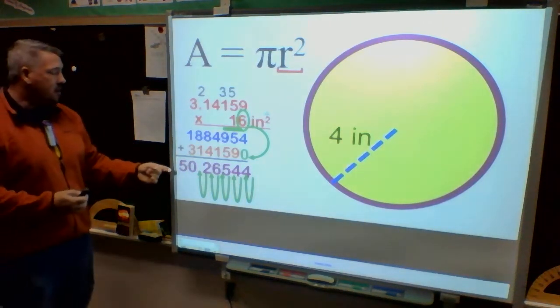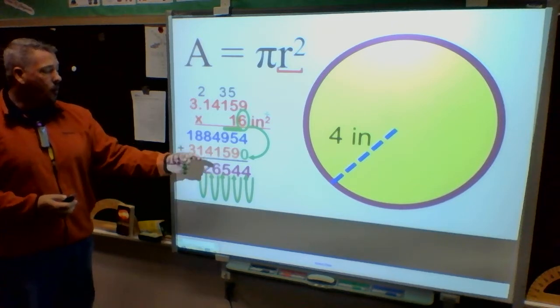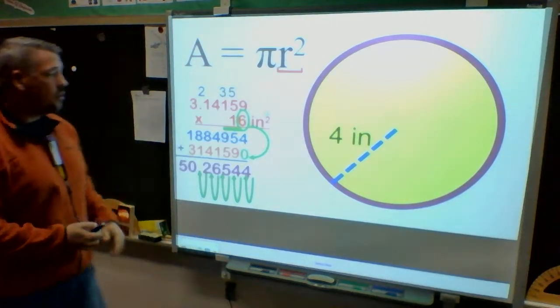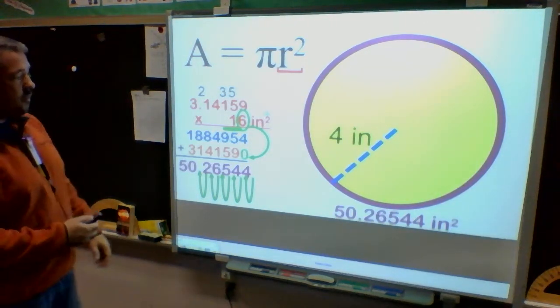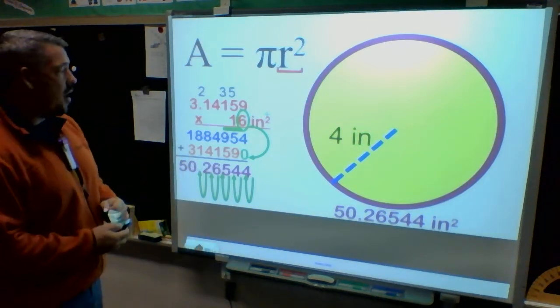So I know that my answer is 50.26544 square inches for the area of that circle that's given to me. So I'd write it on an answer line wherever the answer line is provided.